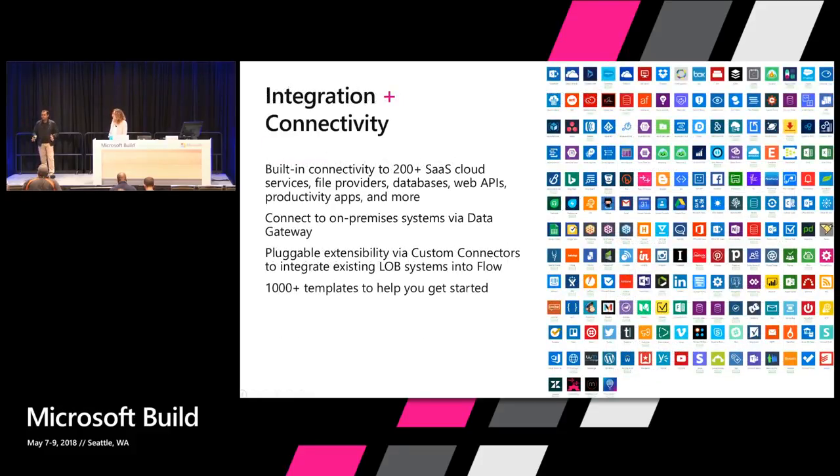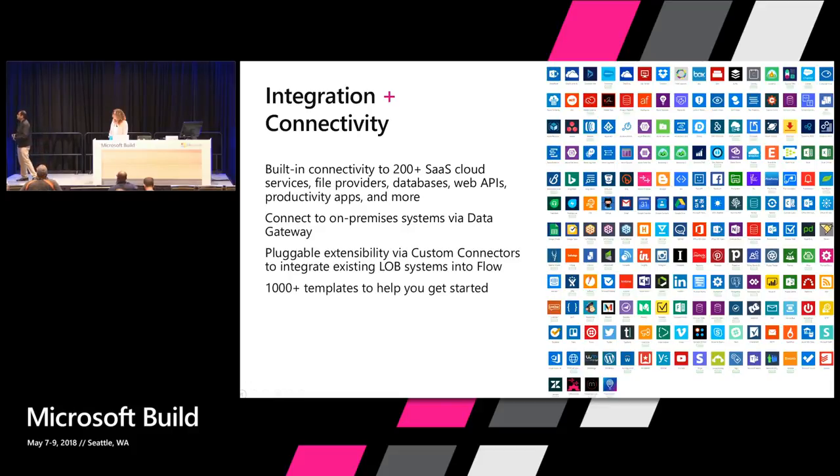Now, what is the secret sauce behind Flow? It's the connectivity to over 200 different cloud services. We have connectivity to file providers, to databases, to CRM software, to web APIs, to productivity apps, and much, much more. If you're trying to connect to SQL on-prem, or you connect to SharePoint on-prem, we have you covered using a data gateway. If you have an API that we haven't built yet, you can use custom connectors.